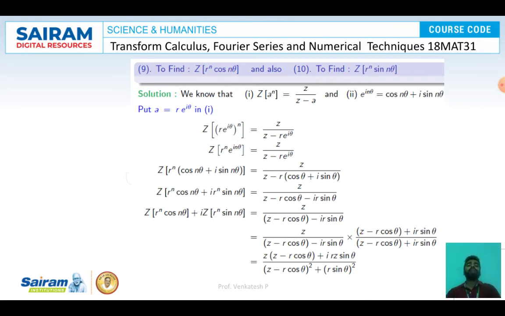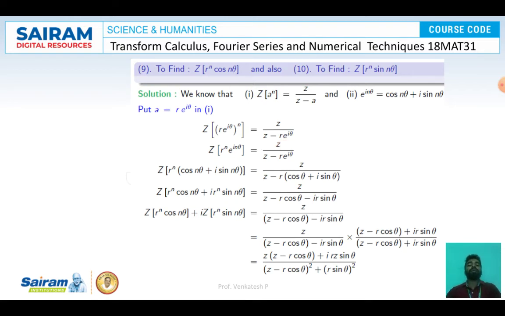So now in this formula, the Z transform of a power n formula, in the place of a, I am going to replace r e power i theta. So what will I be getting? The Z transform of r e power i theta whole power n will be equal to z by z minus r e power i theta.